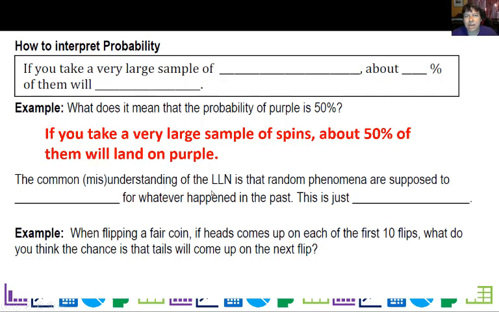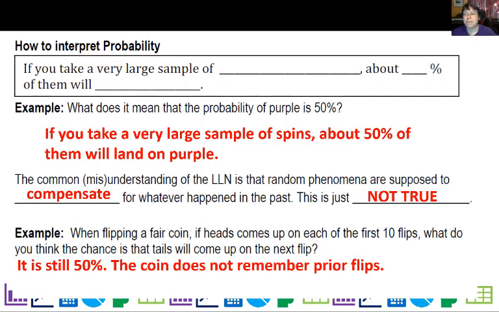The common misunderstanding of the law of large numbers is that the random phenomena are supposed to compensate for whatever happened in the past, and that's not true. So if you're flipping a fair coin and heads comes up on each of the first 10 flips, what do you think the chance is that tails will come up on the next flip? Well, if you thought the coin was unfair, you might say, oh, it's like 0%. It keeps giving heads. But if it's a fair coin, it should be 50-50%. The coin does not remember the prior flips.